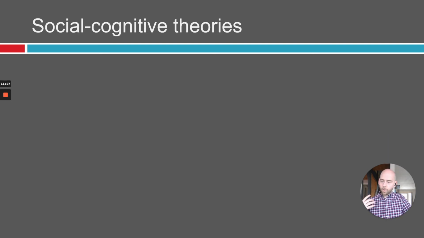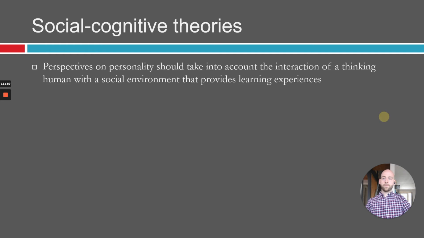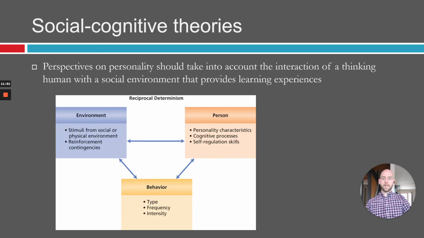Now, if we want to get more complicated and think about how much interaction there is between different traits, as well as your genes and your environment, we might want to think about more social cognitive type theories about personality. These are broadly ideas that do take that stuff into account. A thinking, active human being is interacting with its social environment and learning from that social environment.